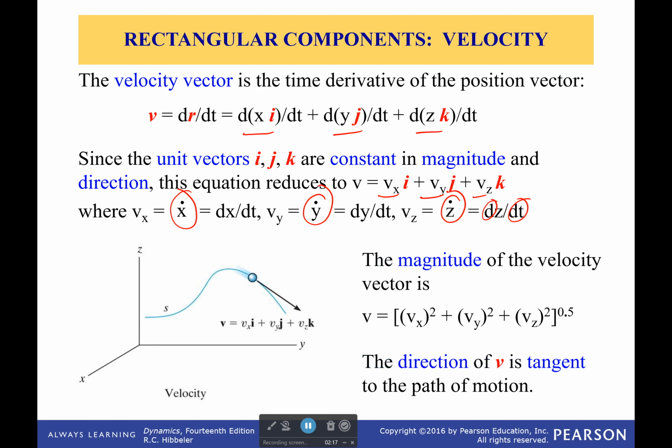And as before, we can take the magnitude, which is the speed, by taking our components, squaring them, and then taking the square root of the sum. The direction of v is always tangent to the path of motion. Always tangent to the path of motion.